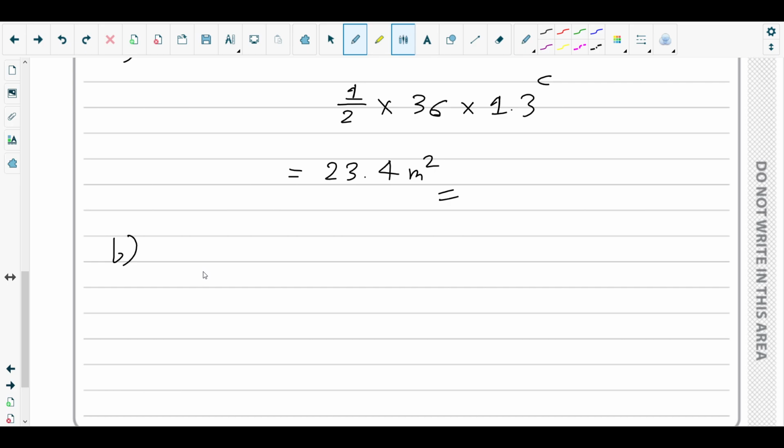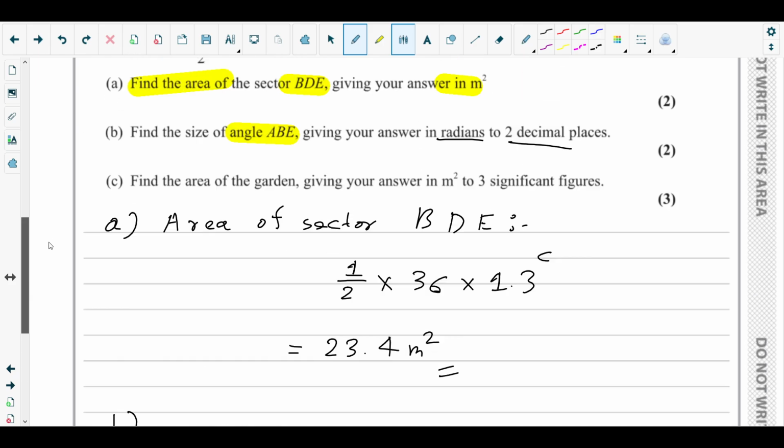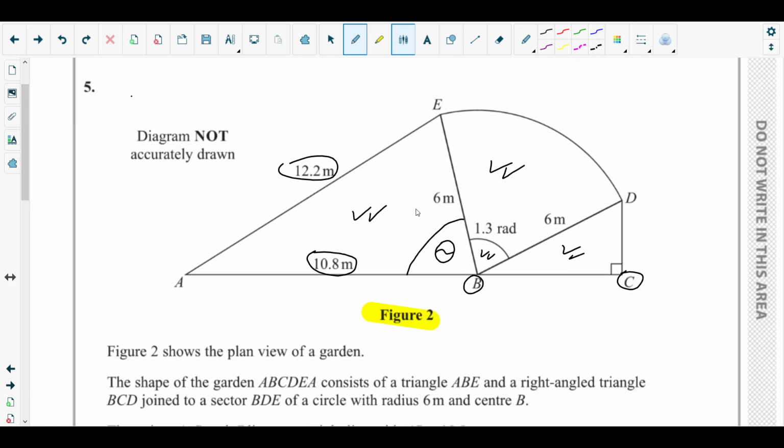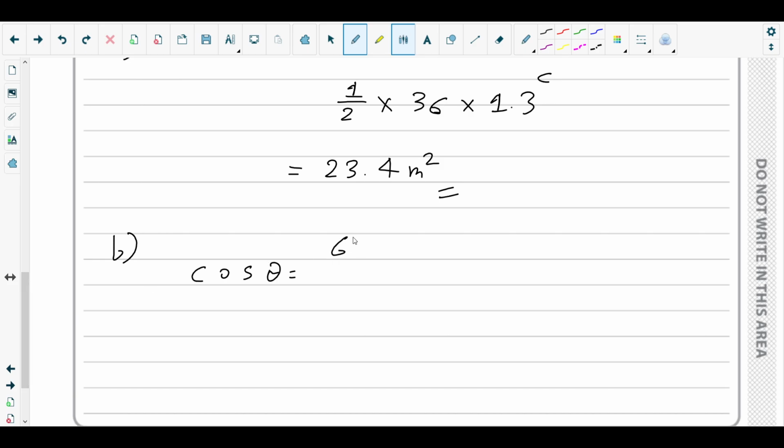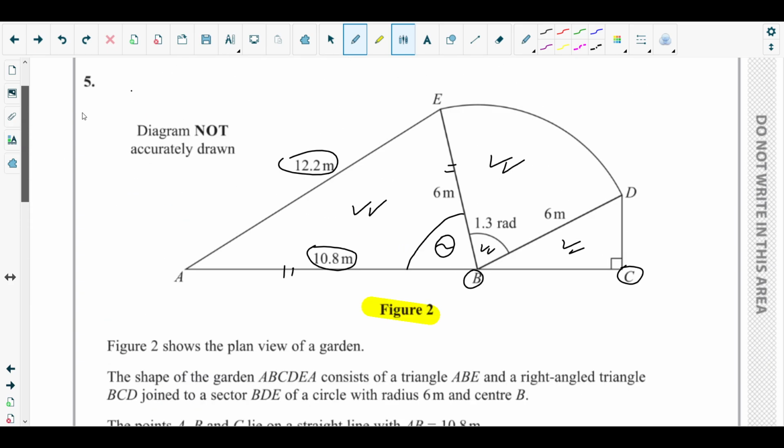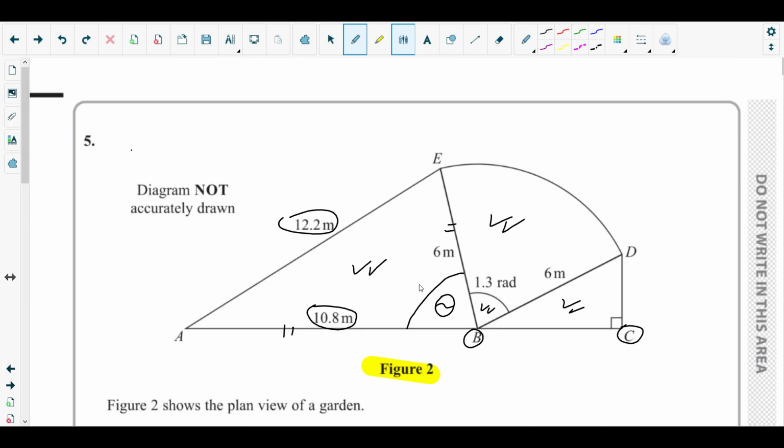Look, consider it like this: cos theta. We need to find cos theta. So cos theta equals the sum of the squares of the 2 adjacent sides. So what are the 2 adjacent sides here? 6 and 10.8. So the sum of the squares of the 2 adjacent sides is 6 squared plus 10.8 squared, minus the square of the opposite side. So what's the opposite side of the angle theta? That is nothing but 12.2.